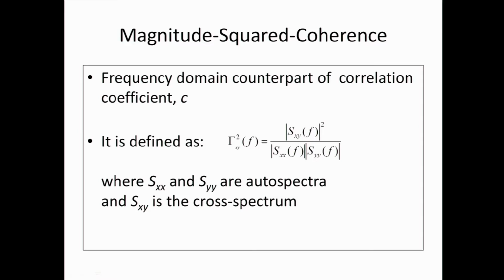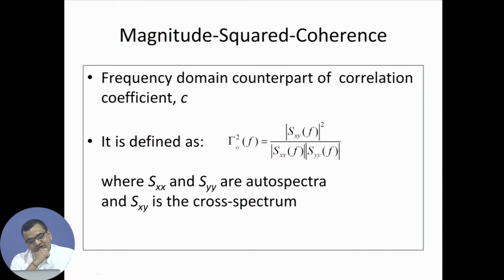So the next stop in these methods is the magnitude squared coherence, which is nothing but the same as correlation, but in the frequency domain. So it's the frequency domain counterpart of the correlation coefficient. Put it simply, you have the autospectra, the marginal spectra, and the cross spectra divided by the product of the marginal spectra. So you have x and y. The upper one is the cross spectra, and the lower one is the marginal spectra.